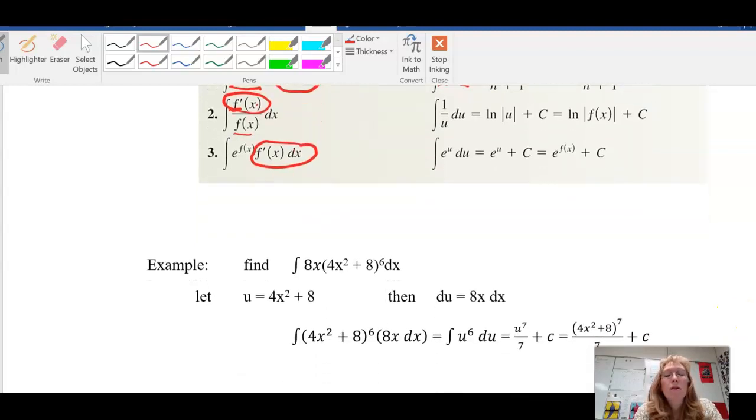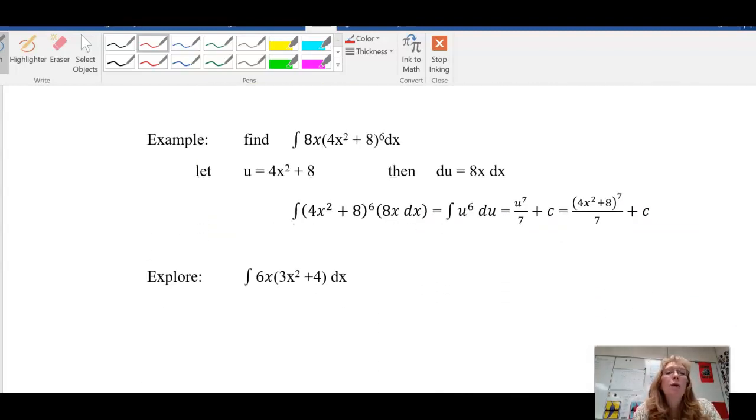All right, let's show you some examples. This is the first one. This is multiplication. And I rewrite these, so I put the derivatives together. So my function is this right here, 4x squared plus 8 to the 6th power, because that's what's in my parentheses. It has the power. That's what I need to worry about. The 8x and the dx represent the derivative. So here's my function. Here's my derivative.